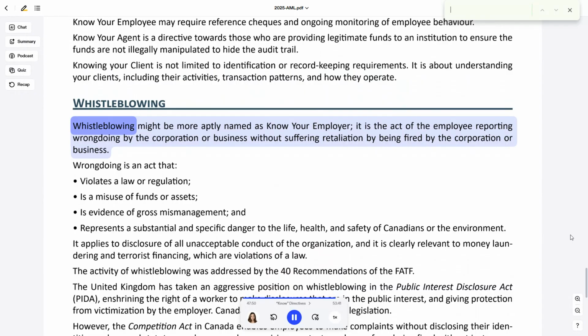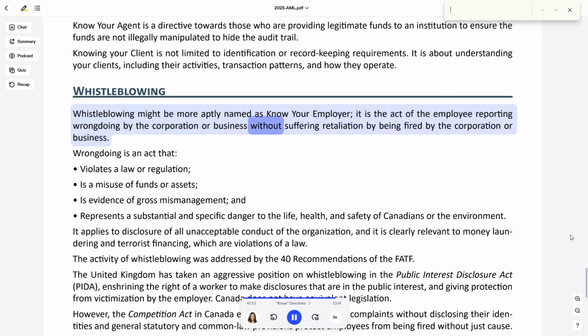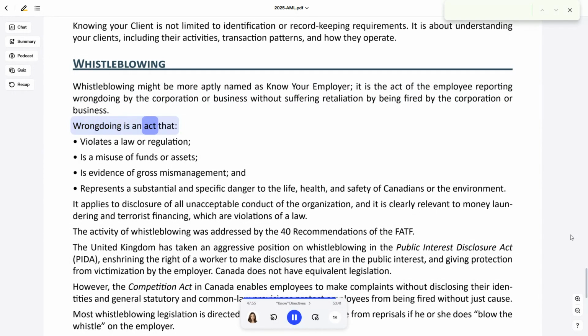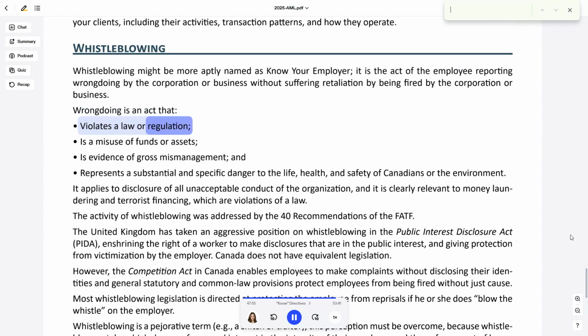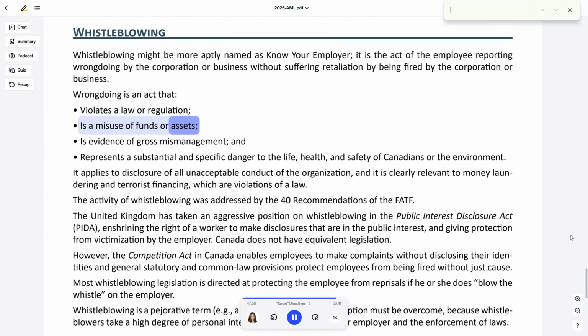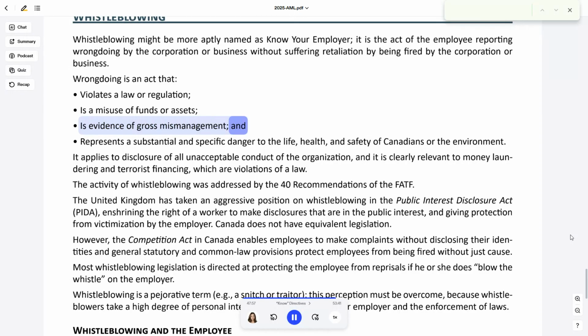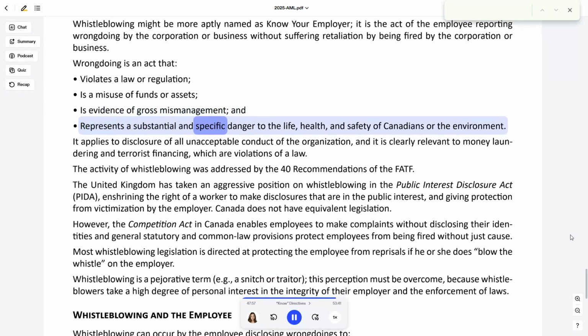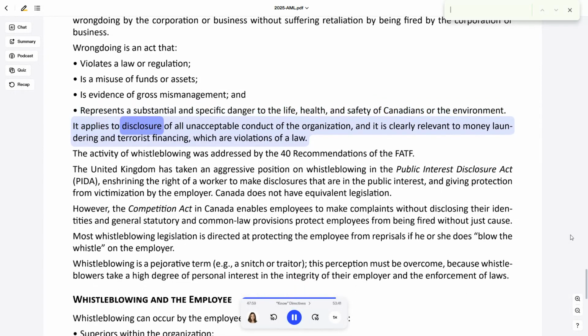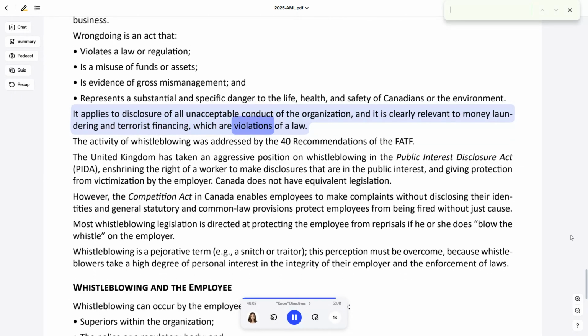Whistleblowing. Whistleblowing might be more aptly named as Know Your Employer. It is the act of the employee reporting wrongdoing by the corporation or business without suffering retaliation by being fired by the corporation or business. Wrongdoing is an act that violates a law or regulation, is a misuse of funds or assets, is evidence of gross mismanagement, and represents a substantial and specific danger to the life, health, and safety of Canadians or the environment. It applies to disclosure of all unacceptable conduct of the organization, and it is clearly relevant to money laundering and terrorist financing, which are violations of a law.